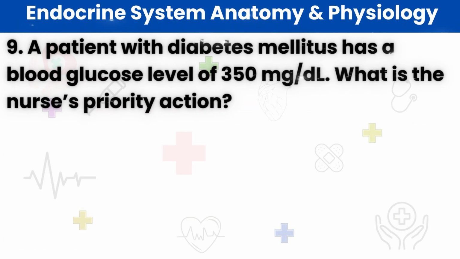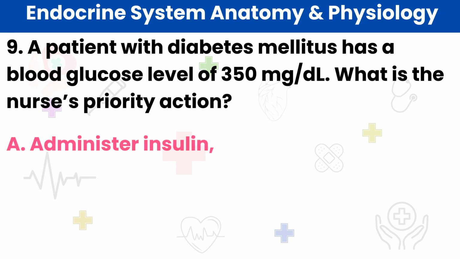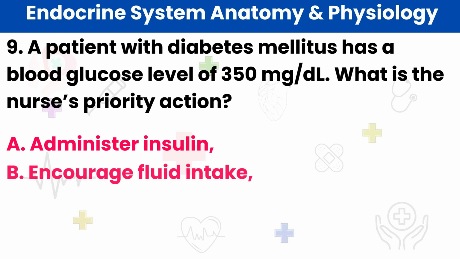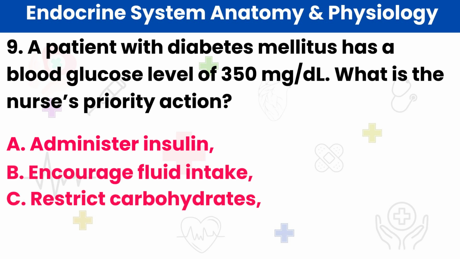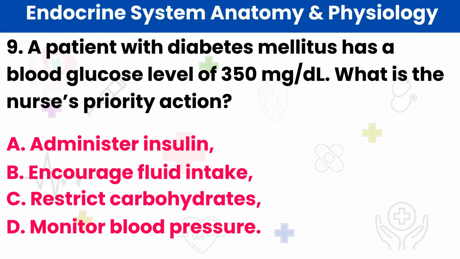9. A patient with diabetes mellitus has a blood glucose level of 350 milligrams per deciliter. What is the nurse's priority action? A. Administer insulin. B. Encourage fluid intake. C. Restrict carbohydrates. D. Monitor blood pressure.